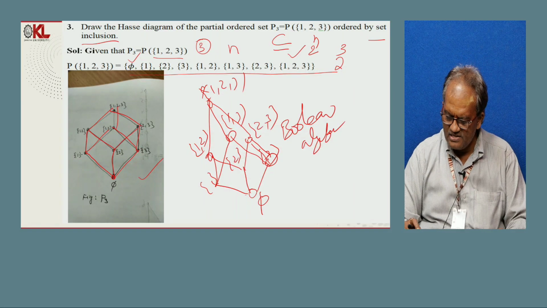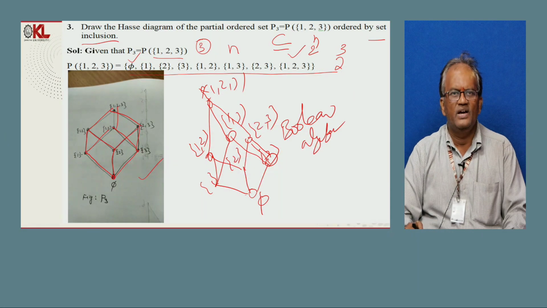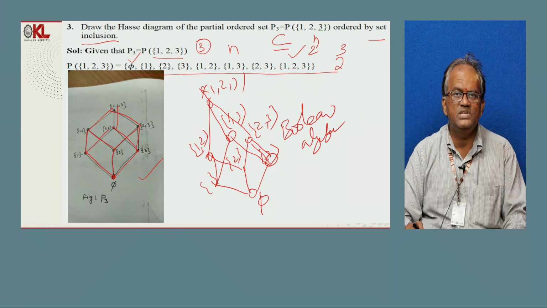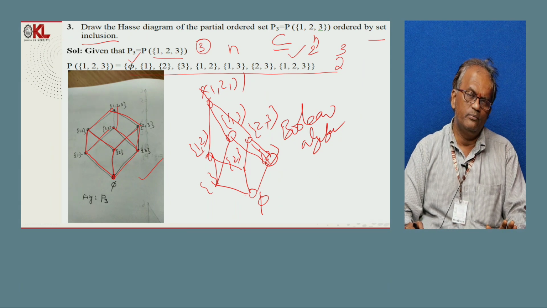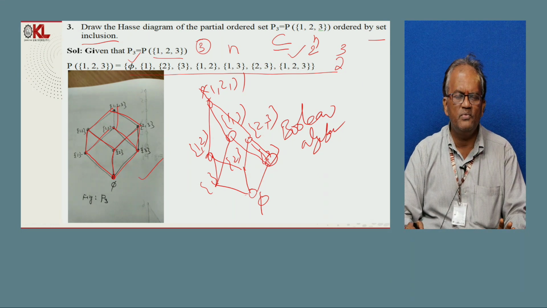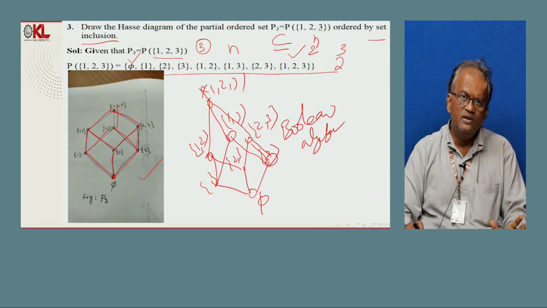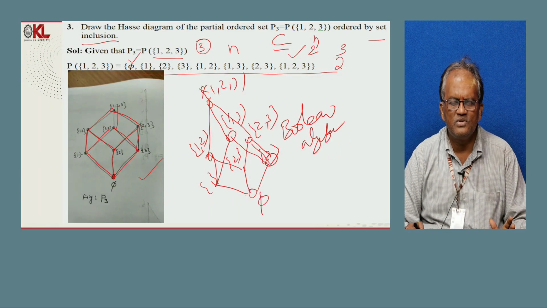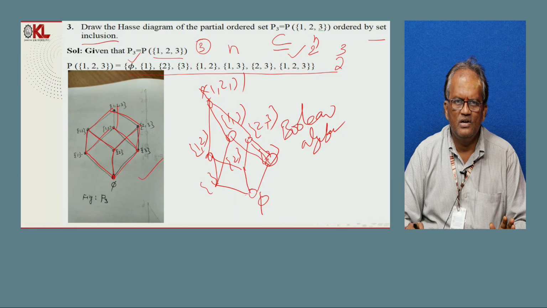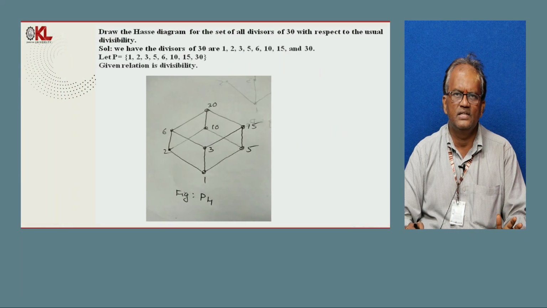Okay. So like this we can construct the diagrams by using a poset. Once you look at posets, all the sets should be finite and there should be a well-defined relation. Okay, dear students, I hope that you understood how to construct the Hasse diagram from the given set.